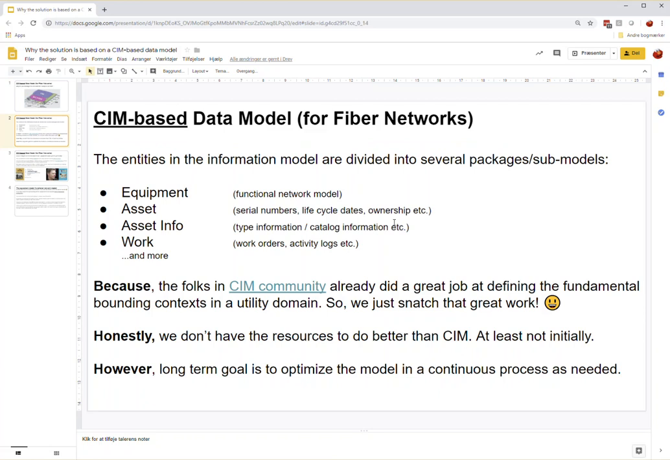The main thing we're going to use from CIM, if you look from a helicopter perspective, is that the standard divides information models up into several models, basically. You could say several packages that are quite loosely coupled. So I have written here 4 different data models, or packages, or separation of concerns, that is very vital to understand.